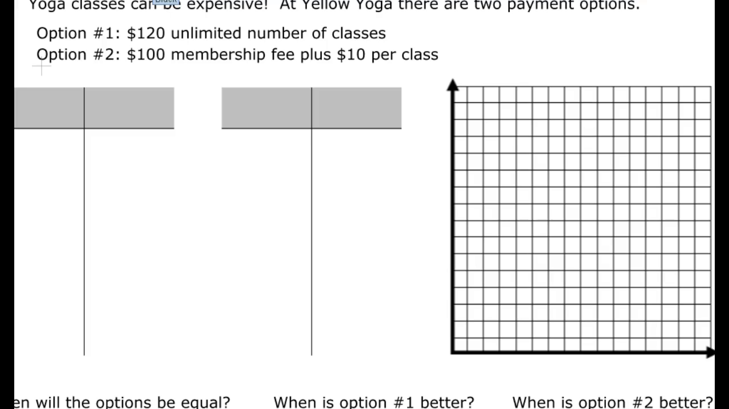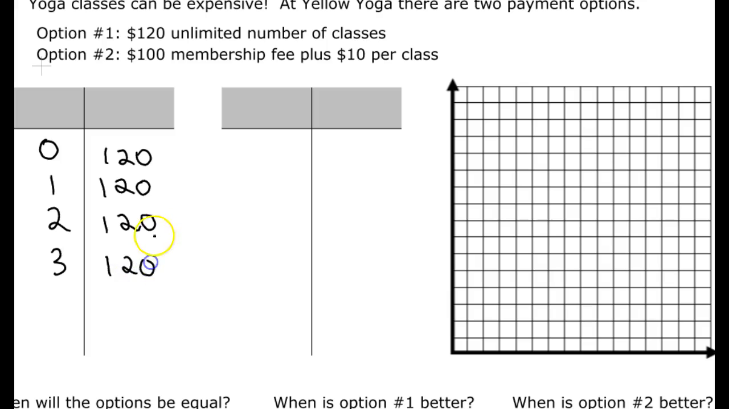Okay, I'm going to go through this at a little bit faster rate. We saw here that for no classes, it'll be 120. And since it's unlimited, kind of like the unlimited rides on the last problem, no matter how many times we take a class, it always costs 120. So the slope is 0, right? Our rise is 0. We're not going up any between. But then over here, option 2, it's 100, but then for $10 per class, so that's 110.